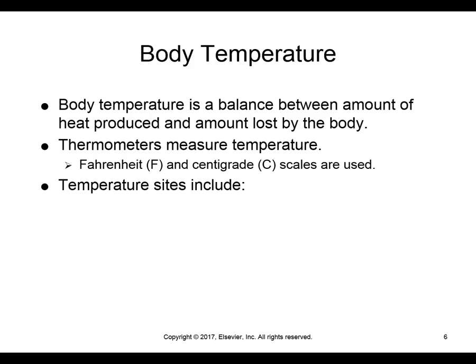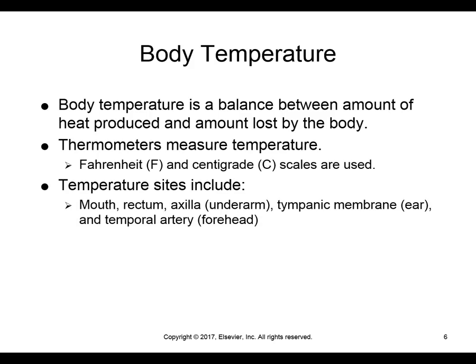And at this point, you don't need to know the calculation to go from one to the other. Most places that have centigrade will have a chart that compares centigrade with Fahrenheit. So temperature sites where you would take the temperatures include the mouth, the rectum, the axilla or under the arm, the tympanic membrane, which is the eardrum, or the temporal artery, which is on the forehead. Each site has its own normal ranges, and once you work in a facility that uses those particular types of temperatures, they will tell you what the ranges are for those particular ones.